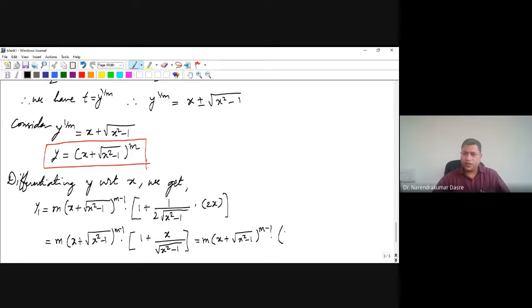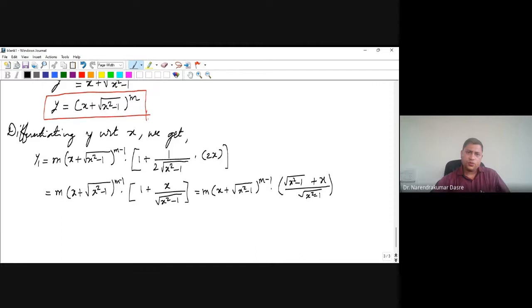If you multiply here, we get root of x square minus 1 plus x upon root of x square minus 1. Now, think of this. If we try to simplify more, we have m (x plus square root of x square minus 1) bracket raised to m minus 1, and this term I can write as x plus square root of x square minus 1 upon square root of x square minus 1. Is that okay?